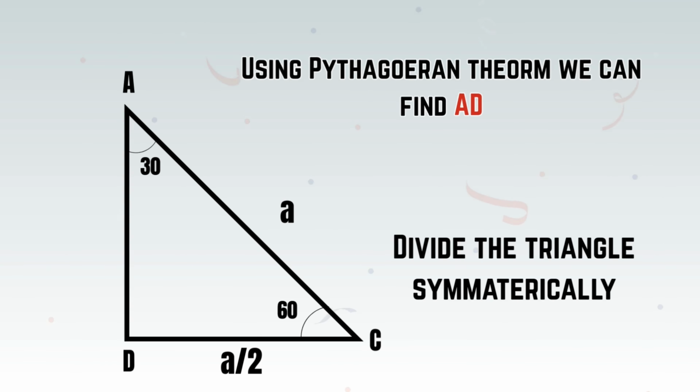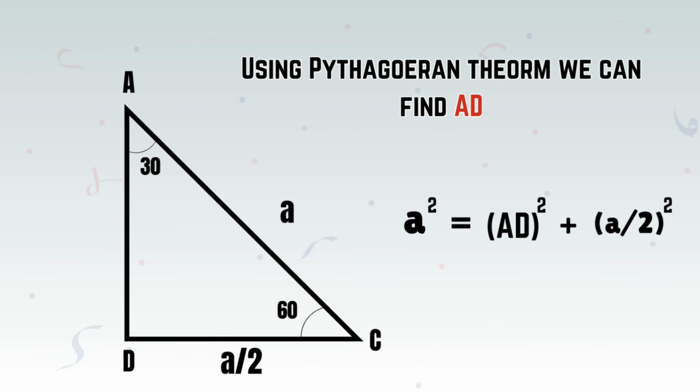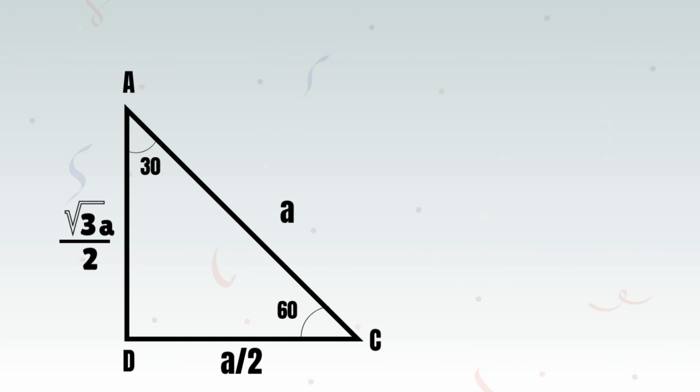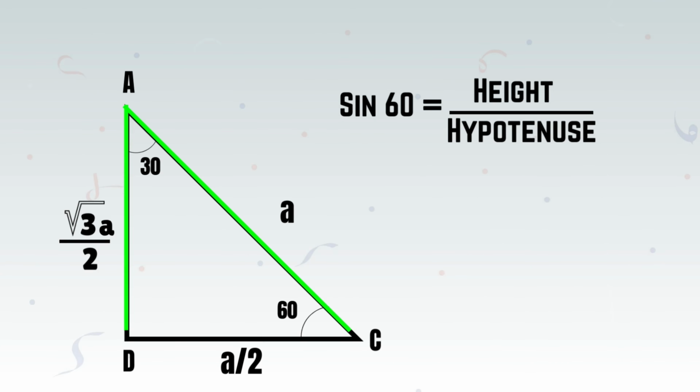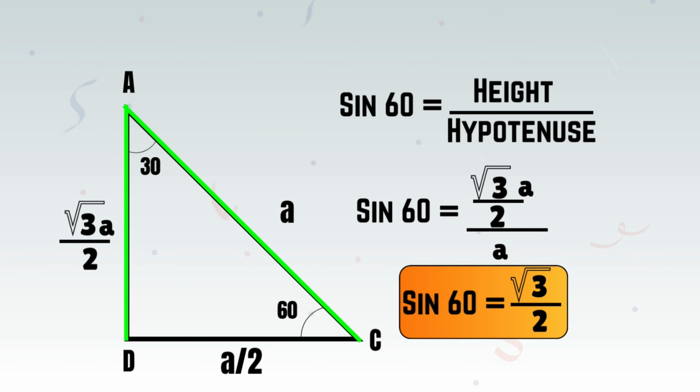To get AD, we can use the Pythagorean theorem. Solving the equation, we will get square root 3 by 2. Now, as we know, sin 60 equals height by hypotenuse. Note that the height is in front of the angle, in this case AD. Now just put in the values, and we'll get the value of sin 60.